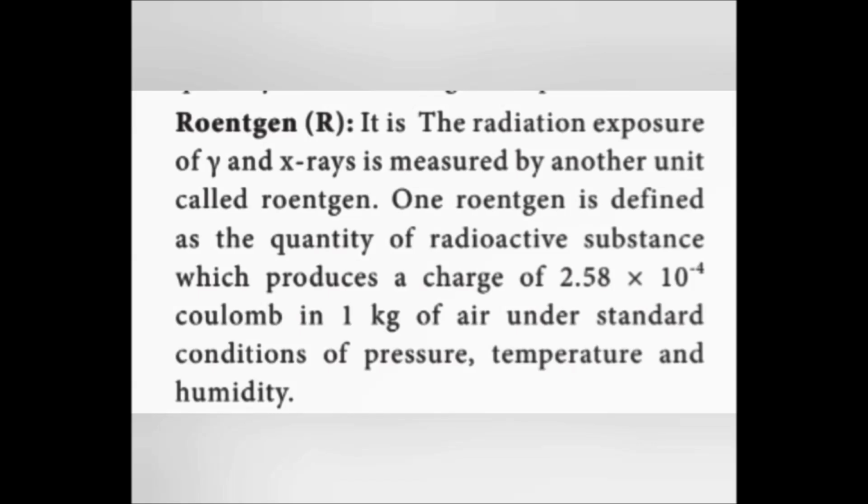Define 1 Roentgen. It is also a unit of radioactivity. 1 Roentgen is defined as the quantity of radioactive substance which produces a charge of 2.58 × 10^-4 coulomb in 1 kg of air under standard conditions of pressure, temperature and humidity.